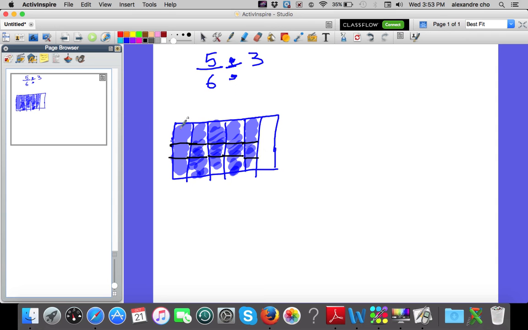So friend number 1 will get this one, this one, this one, and this one. Friend number 2 will get this one, this one, this one, this one, and this one. And friend number 3 will get this piece, this piece, this piece, this piece, this piece. Okay, so each friend got this size.